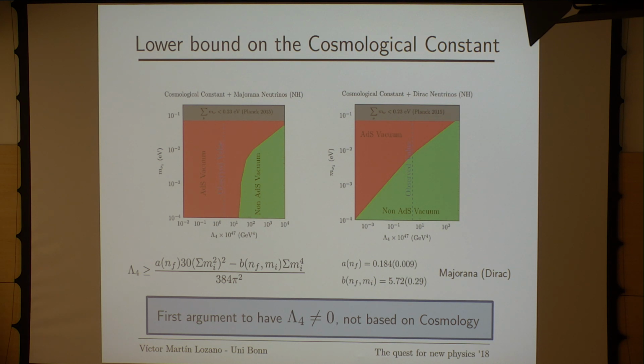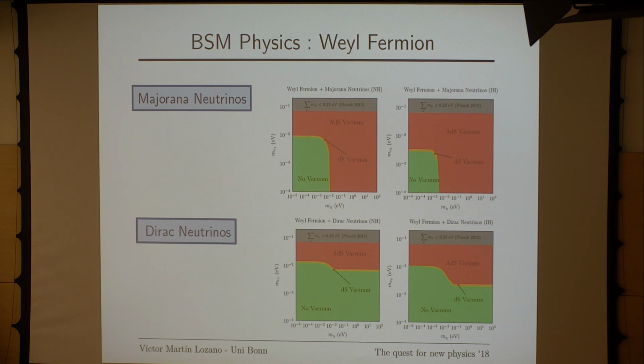But what happens now if we go further and we take more than the standard model? What happens if we add a Weyl fermion? Well, if we include a Weyl fermion in the setup with Majorana neutrinos, we can see that there is a region in the parameter space, for some masses of this Weyl fermion that we are adding, where now we don't develop this AdS vacuum. So for masses that are more or less in the same range as the neutrino masses, we can save the standard model and we don't develop an AdS vacuum. So the only way to save Majorana neutrinos in the standard model is adding a light Weyl fermion.